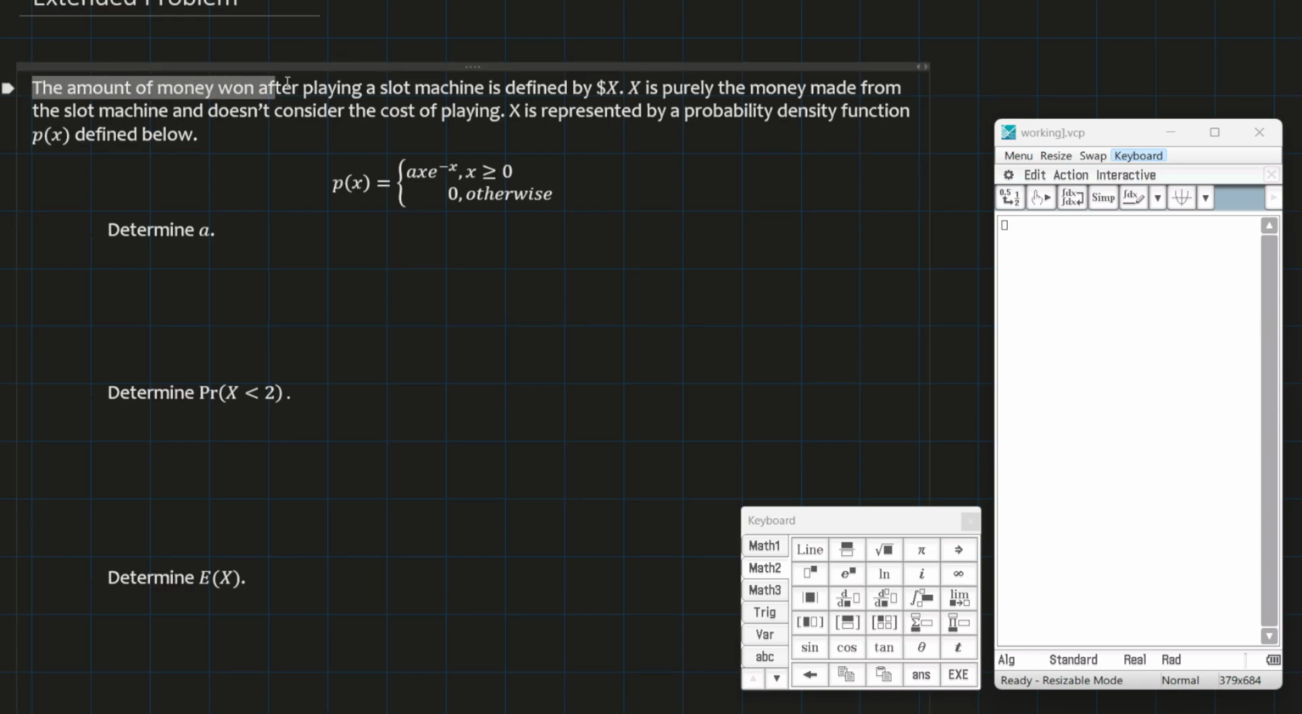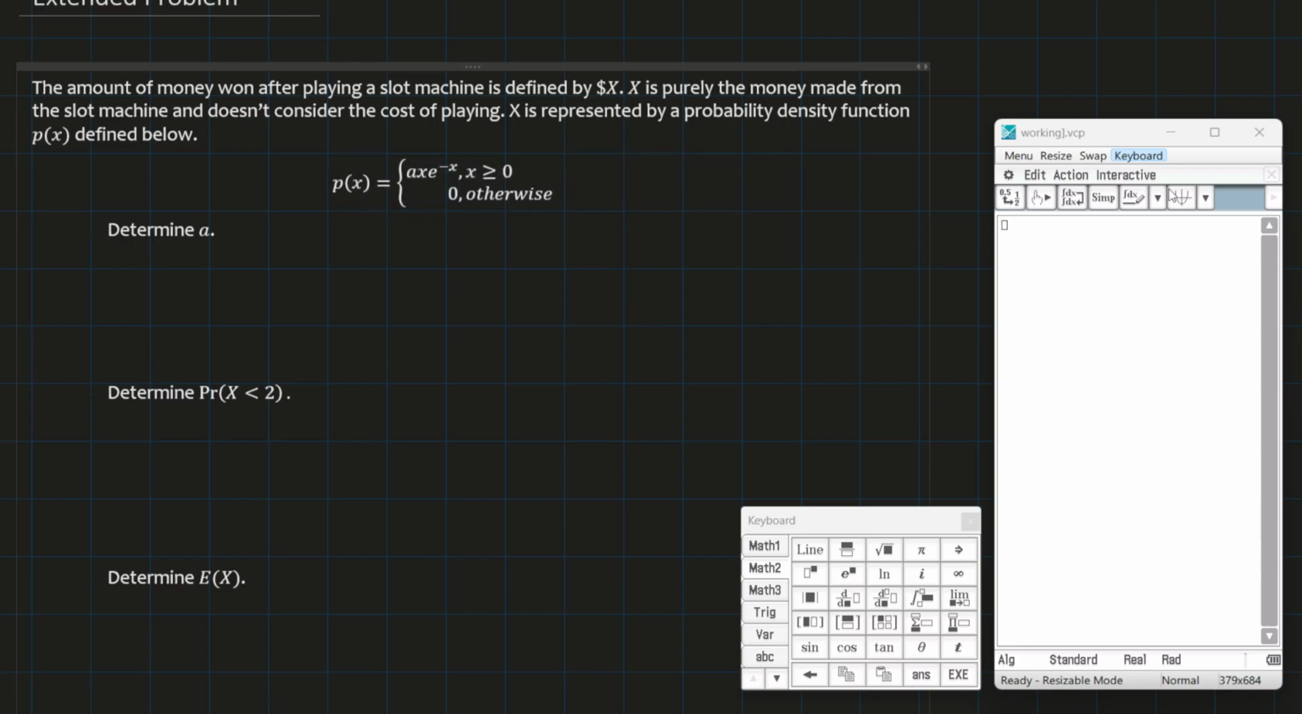The amount of money won after playing a slot machine is defined by X dollars. X is purely the money made from the slot machine and doesn't consider the cost of playing. X is represented by a probability density function, P of X defined below. So this is the probability density function here. It's got a non-zero function here for X greater than or equal to 0, and it's defined as 0 otherwise.